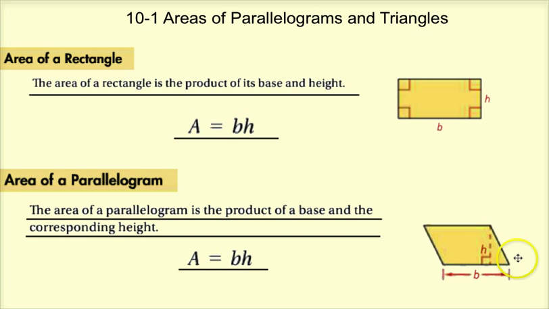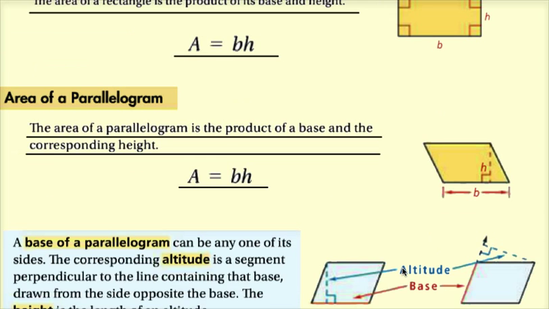Now notice the height is not the side of the parallelogram. The height is a line that's perpendicular to the base. But again, area equals base times height. In the rectangle, base times height, it doesn't matter if this is the base and this is the height, or this could have been the base and that would have been the height. You're still going to multiply those two sides together. A parallelogram, though, we're not multiplying the two sides, we're multiplying the base and the height, which is a line that's perpendicular to the base. Okay, so both of them have the formula base times height.